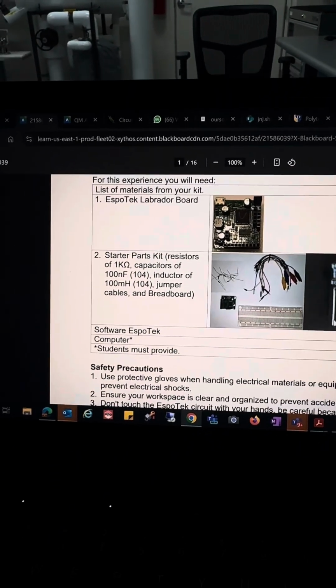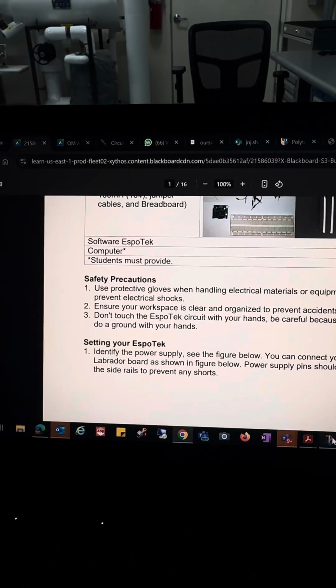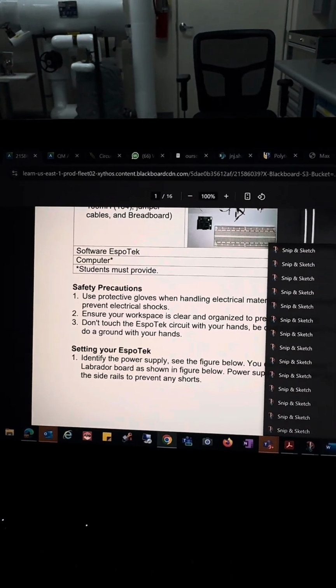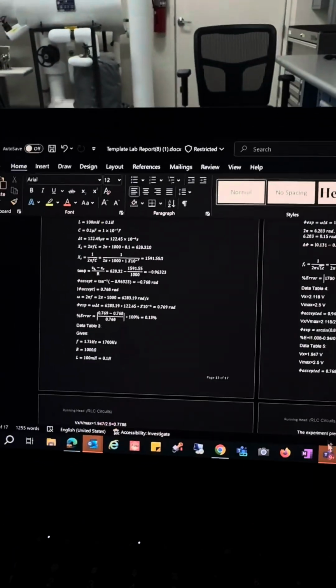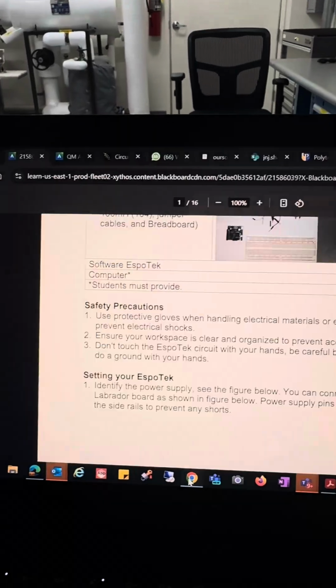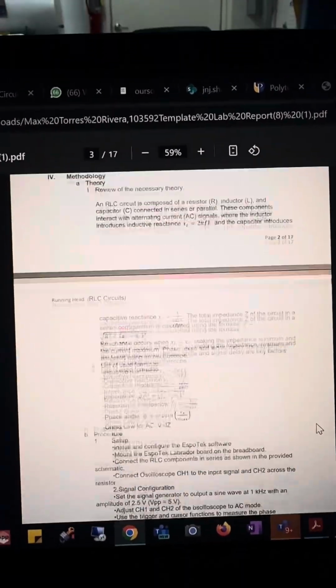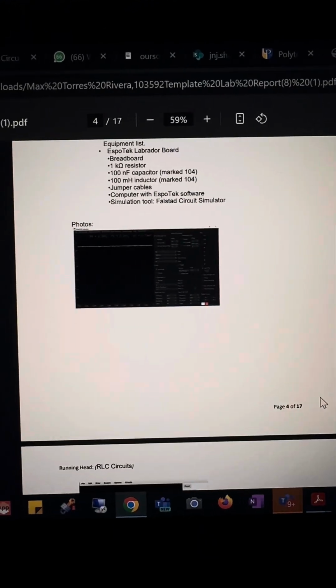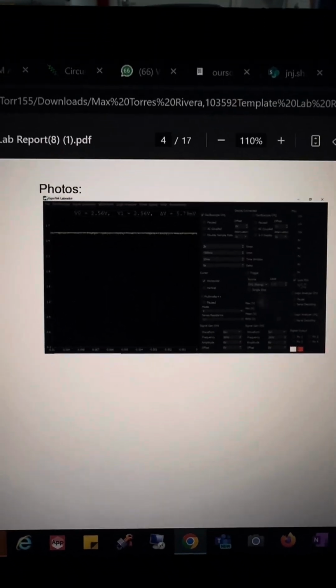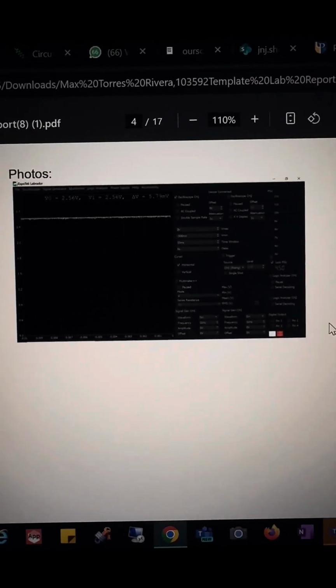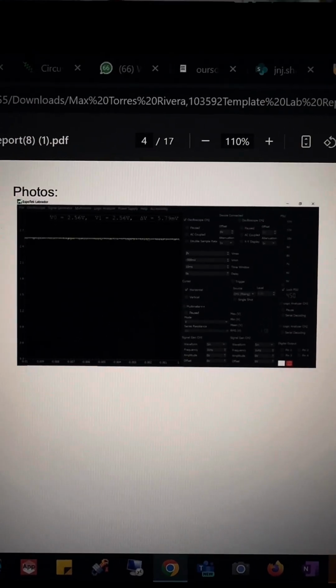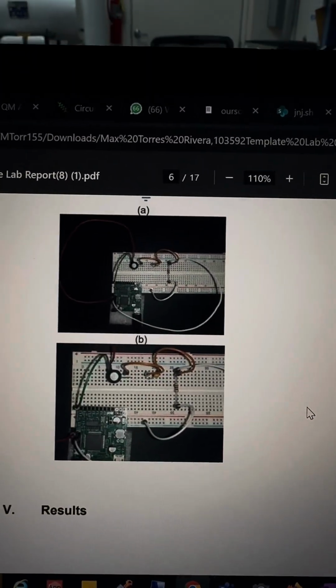For our first part, we're going to need the Espotec Labrador in order to complete our first 3 data tables. We're going to use our Espotec Labrador, and when we connect it to our laptop, we're going to have this display on the application. The connections for that Labrador are on this picture below.